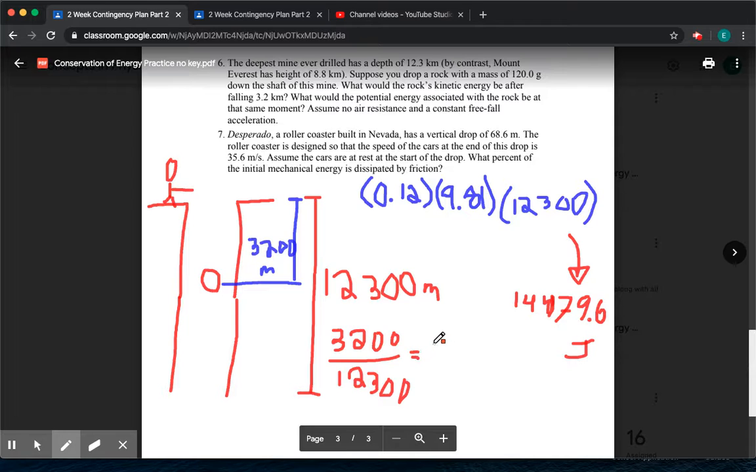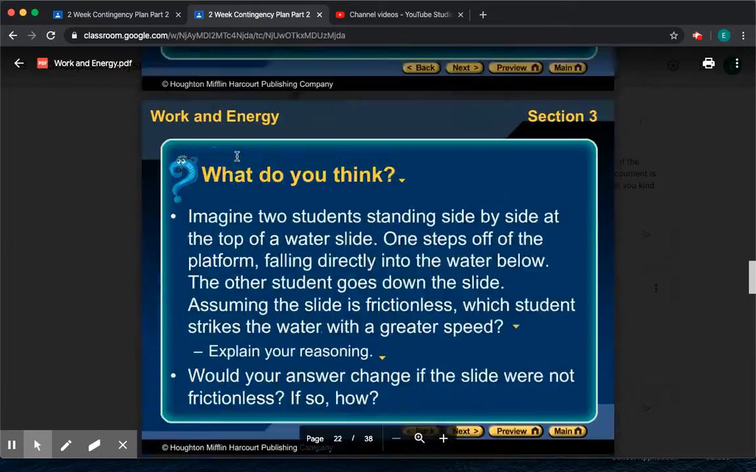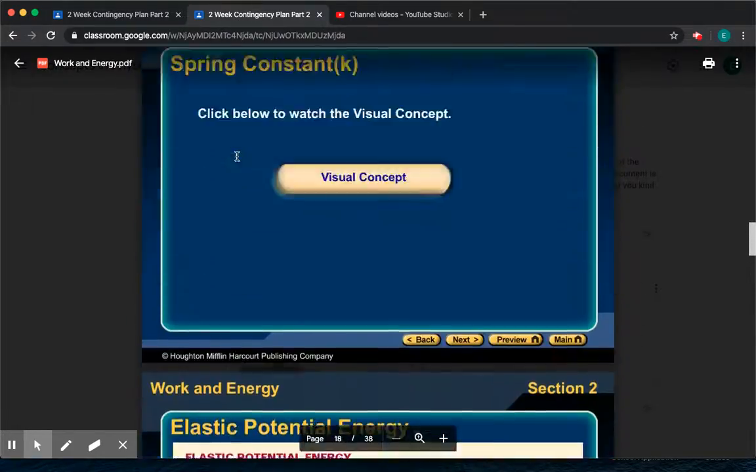So we've fallen about 26% of the way there, so about a quarter of the way down the shaft. If we've only fallen about a quarter, that means we've only converted about a quarter of this energy. Remember, if you go back to the slides, this table, this is the exact same scenario.